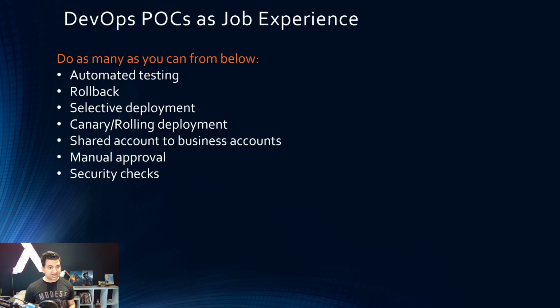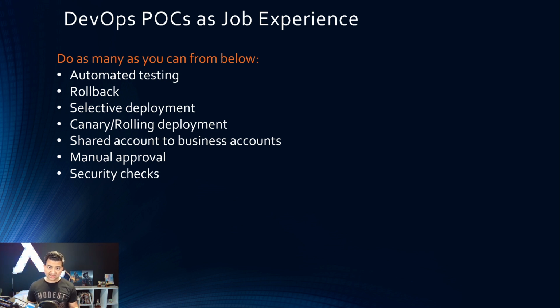So you have to implement automated testing. So you need to know when you change the code and the code gets checked out, gets packaged and deployed, how to run automated testing, either for virtual machines or serverless or container. You got the idea. Same concept on how to do automated rollback if one of the automated testing fail, how to do selective deployment, like how do you deploy packages into particular EC2 instances and ignore others, how to do canary and rolling deployment, how to implement from one shared account to multiple business accounts. You need to know how to implement manual approval on those DevOps pipeline and how to do security checks.